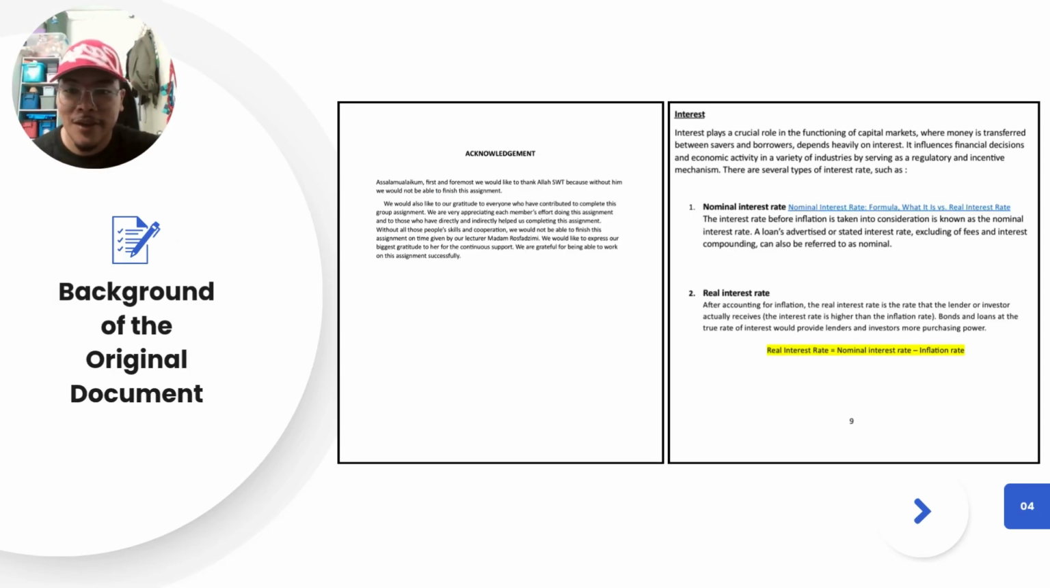Moving on to the background of the original document, first let me give a brief summary of the report. Our original report discussed the topic of microeconomics. While the content had useful information, we found several issues in language, content, and formatting that affected the quality of the report. So my task was to identify these errors carefully, explain them, and improve the document so it became more professional and accurate.